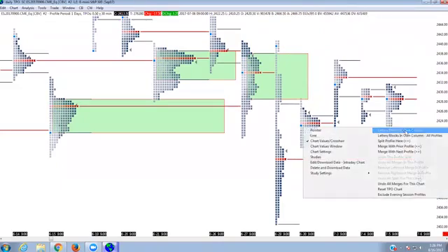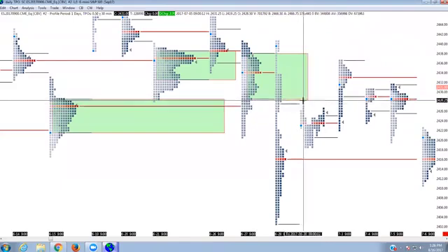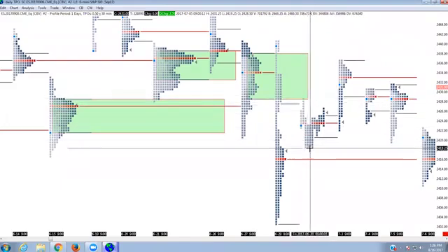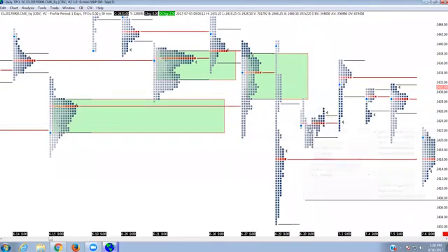This day opened here. We've got prior value and that composite structure. Great trade location there for a potential short. Comes down, leaves a weird little poor low, and then drifts back up. Kind of a boring day.